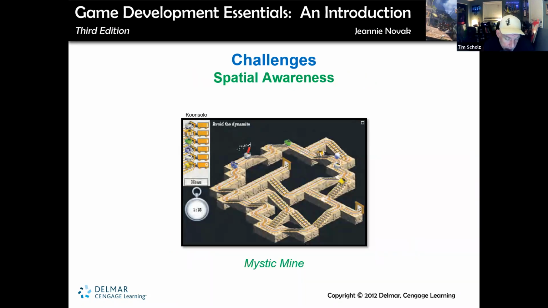So one of the other challenges out there is spatial awareness. Sometimes when you're playing a game, you're navigating through possibly difficult environments, and the challenge applies to puzzles or vehicle sims, being aware of the space around you to be able to maneuver and make the right decisions. And a lot of this challenge falls into games where, like the example they have here, you have to move around a space in a specific pattern or a specific way to be able to achieve the goal.